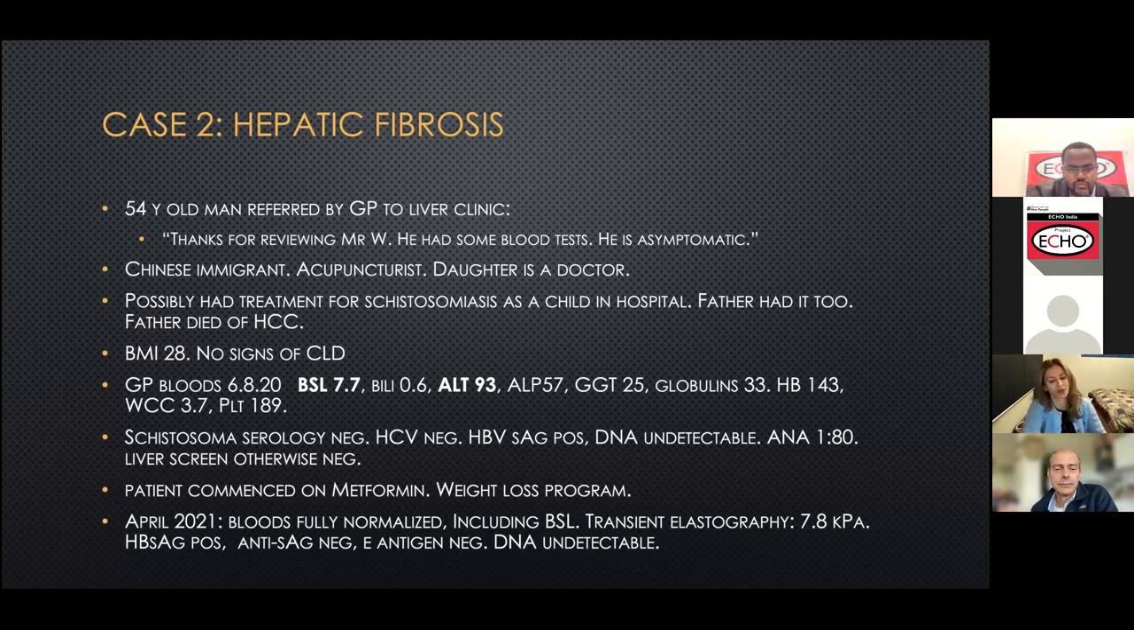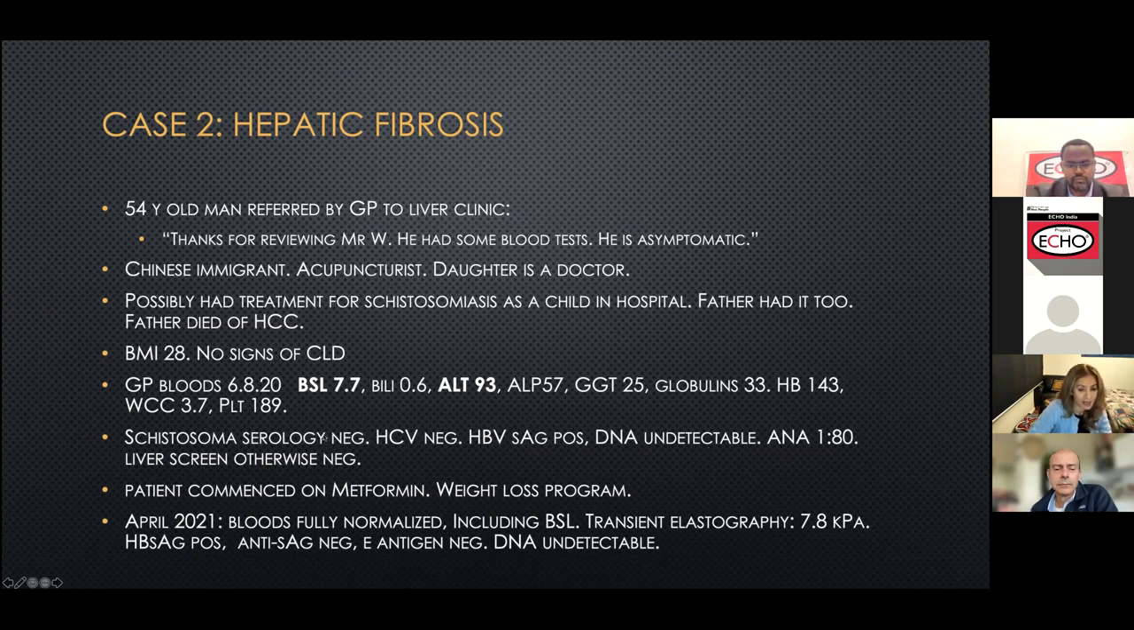Back in August, the general practitioner had done some blood tests, and they had shown that his fasting blood sugar level was 7.7. His bilirubin was normal, ALT was elevated, his alkaline phosphatase was okay, GGT was okay, globulins were okay, hemoglobin was fine, and his platelets were okay. At the time, the general practitioner had organised schistosoma serology based on the patient's history. That was negative. His HCV was negative. His Hep B surface antigen was positive, however. His DNA was undetectable. He had a low-level antinuclear antibody that was elevated, but his liver screen was otherwise negative.